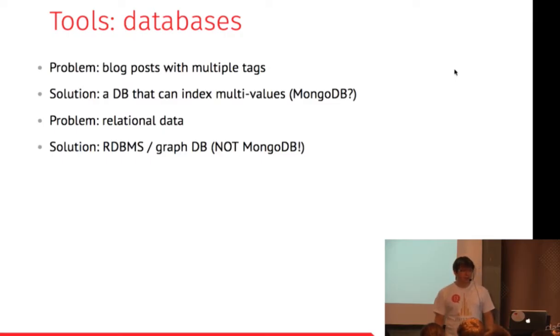So if you're writing a database which stores blog posts with some tags, then you can use MongoDB just because it offers indexing of multi-values. So if you have a single field with, for instance, an array inside, you can index it very easily, you just create an index, and by default it allows you to search by any of the values.